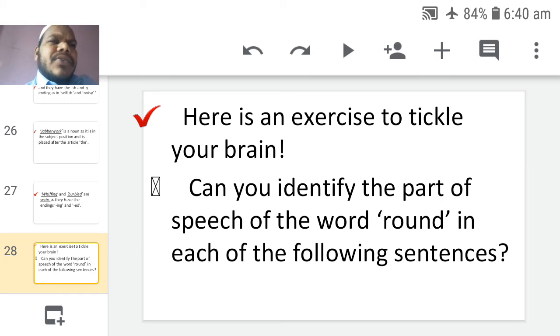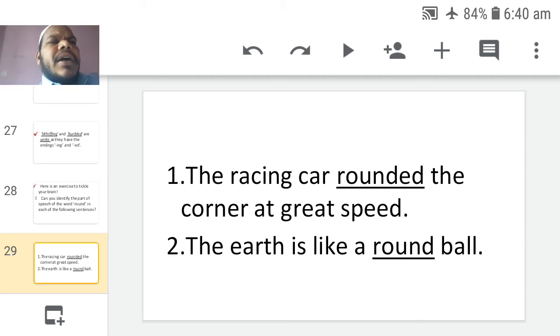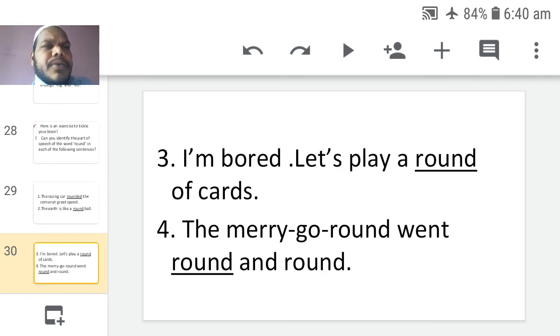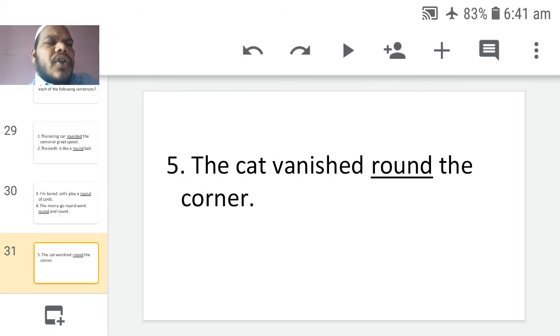Take an exercise to tickle your brain. Hope you do. Can you identify the part of speech of the word "round" in each of the following sentences? The racing car rounded the corner at great speed. The earth is like a round ball. I am bored. Let's play a round of cards. The merry-go-round went round and round. The cat vanished round the corner.